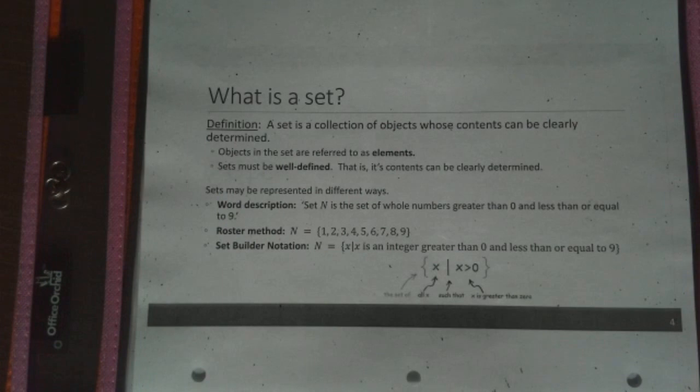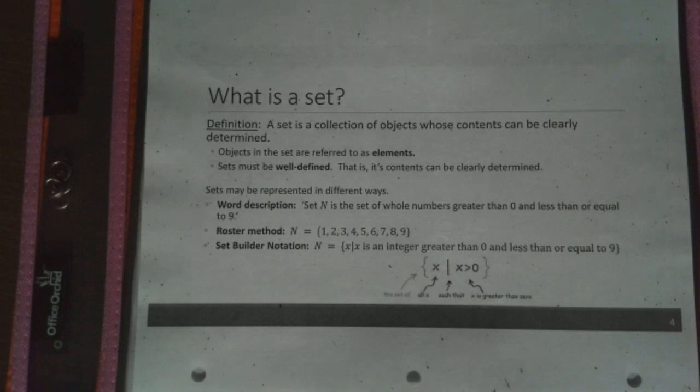So for example, the letters in the English alphabet, we know that is A, B, C, D, E, all the way up to Z. So we know for sure what is contained in there. It doesn't have to be a finite number of things. We could just say whole numbers. And there's an infinite number of them, but we know what's in the set.